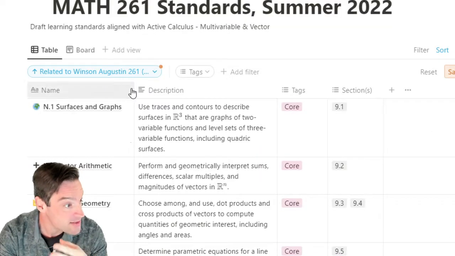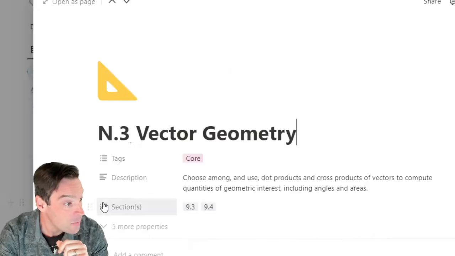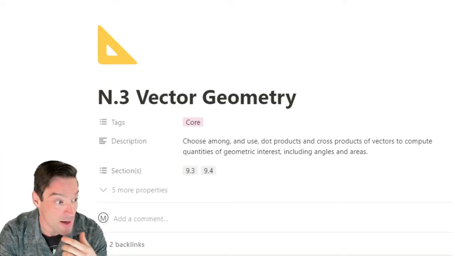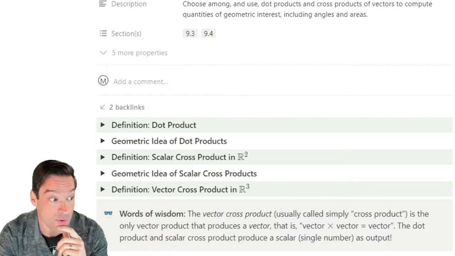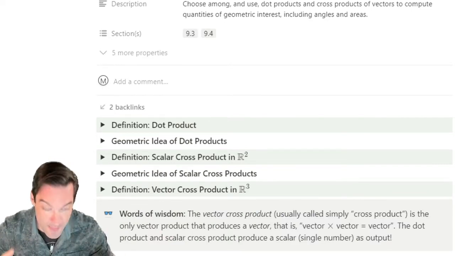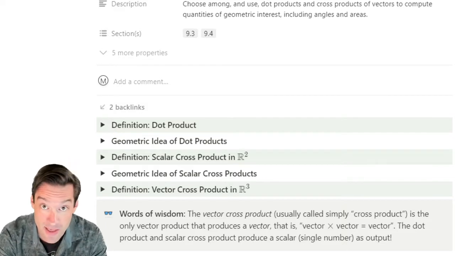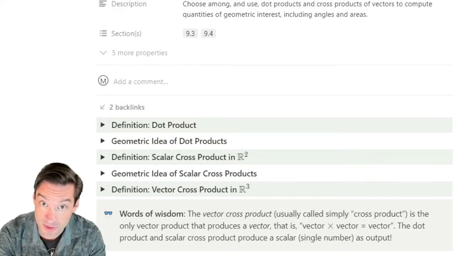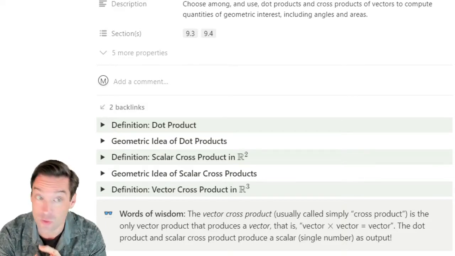We can measure distances, we can measure lengths, and today we're going to get more geometric by talking about how to measure angles and how to measure areas. And to do that, we are going to introduce these 2 types of products that we can create with vectors. The first one being the dot product, the second one being the cross product.